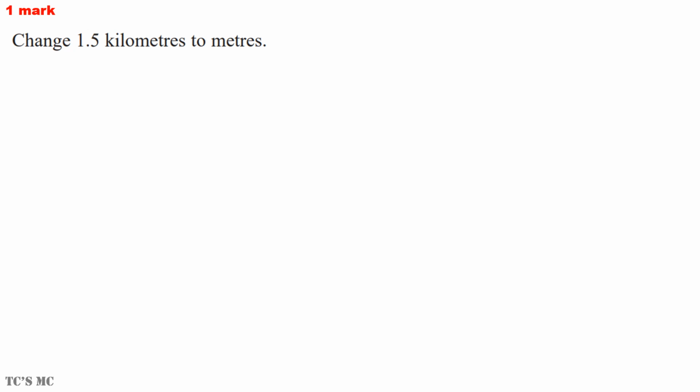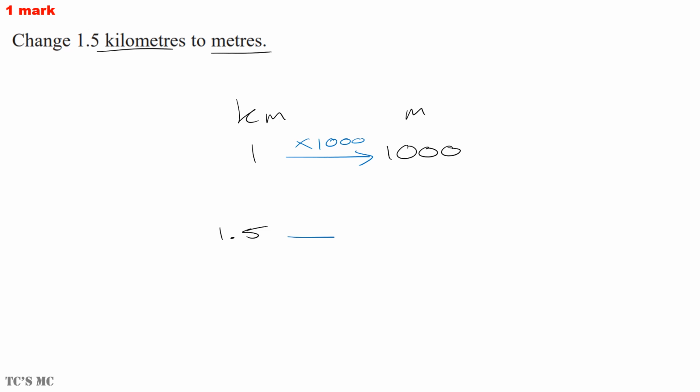Change 1.5 kilometers to meters. So I'm going to start with my two headings, kilometers and meters. I know 1 kilometer is equal to 1,000 meters. I have been asked to change 1.5 kilometers into meters. If I go across from 1 to 1,000, I need to multiply by 1,000. At the bottom, I will do the same because it's the same direction. And 1.5 multiplied by 1,000 gives me 1,500 meters. It is a 1 mark question, so you can just write 1,500 meters.